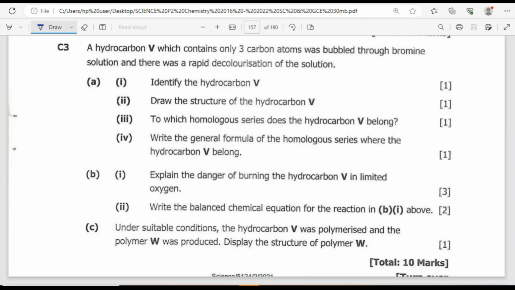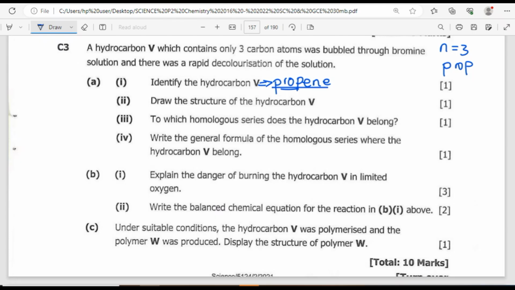So a hydrocarbon V, which contains only 3 carbon atoms, was bubbled through bromine solution, and there was a rapid decolorization of the solution. Identify the hydrocarbon V. So here we know we have been given n is equal to 3. So when n is equal to 3, it's prop. Remember that. So we are going to have prop. Now, since there was a decolorization, meaning the color of bromine changed from brown to colorless, this means that this should be an alkene. So this is propene.